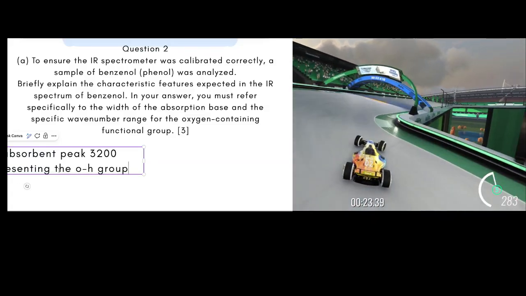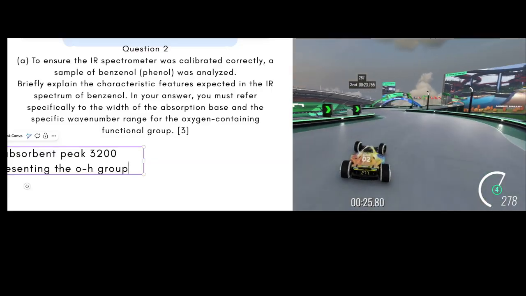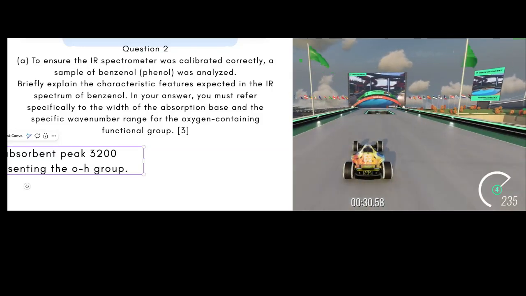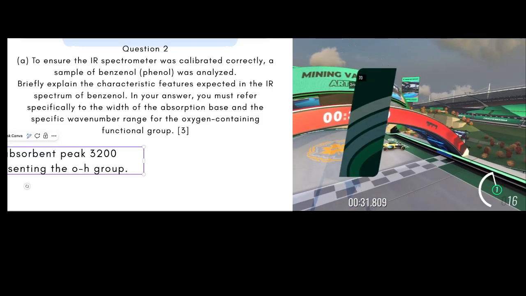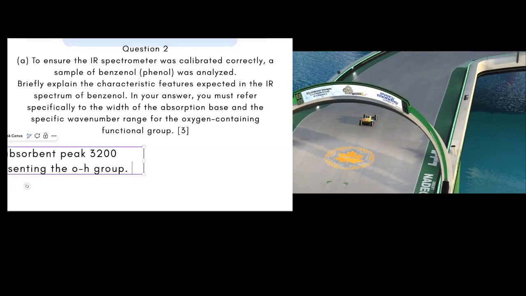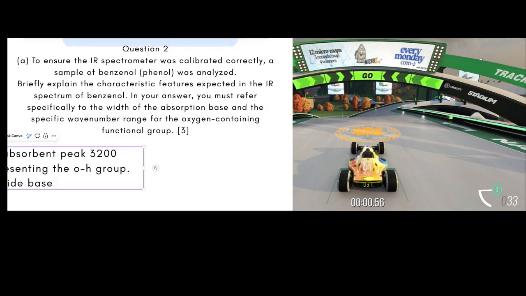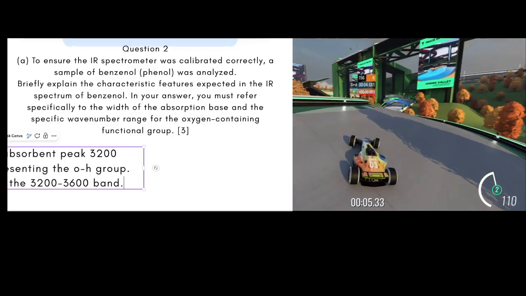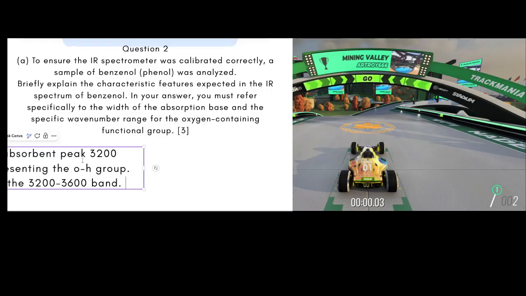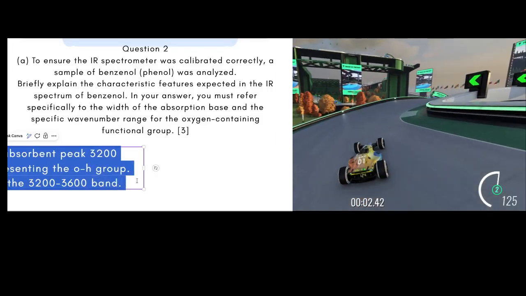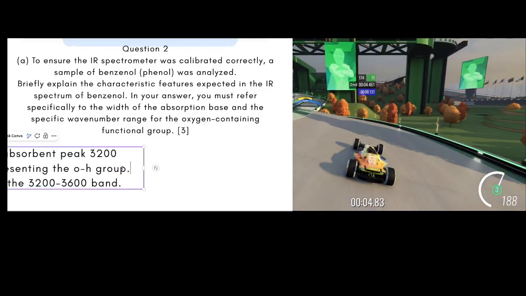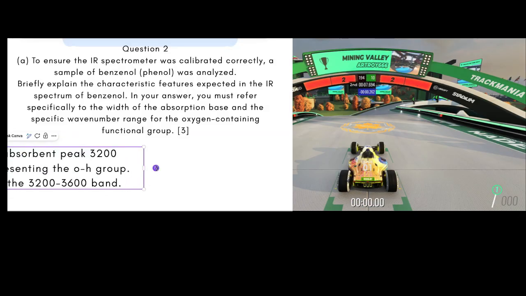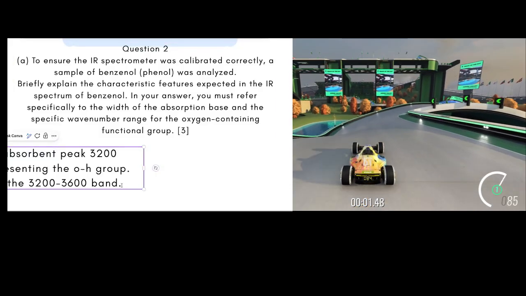So we've now described one thing that we would see. We would also want to mark what makes this specific, and we're going to describe this one as a wide or broad base. So that is basically 2 points right here: the OH group, which is important, and then our wide base for the fact that it is an alcohol specifically.